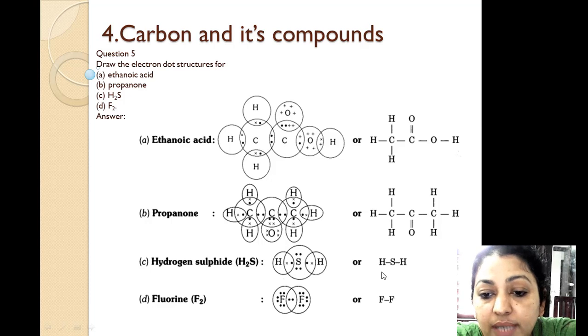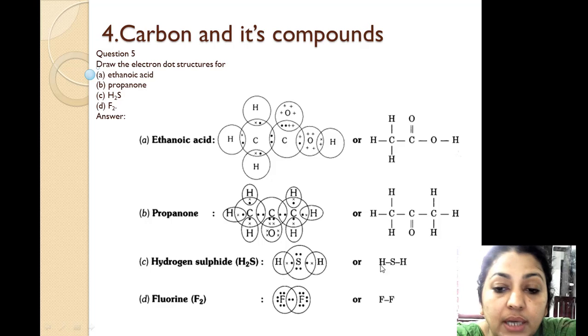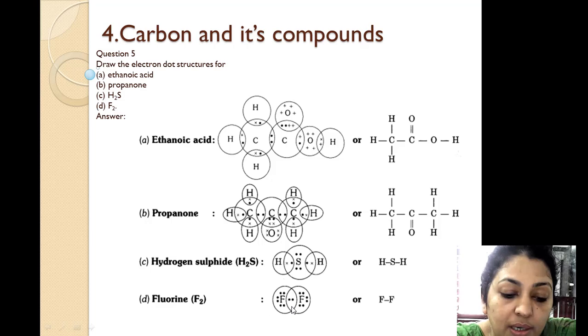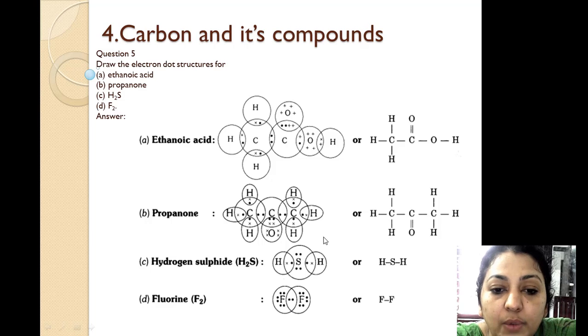Hydrogen sulfide, this is H2S. Two hydrogen atoms are making single covalent bonds with sulfur on both sides. See here, this way. And the last one is fluorine. Fluorine is F, single bond F. One pair of electrons is shared between the two fluorine atoms. Just draw and learn, otherwise simply by looking you will not get it. You have to draw and practice, right?